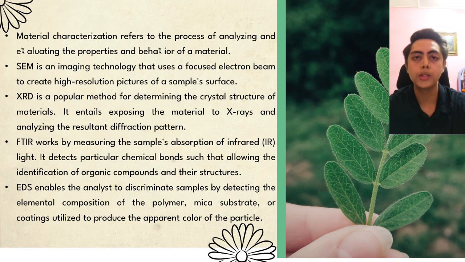Next, we will use XRD. XRD is a popular method for determining the crystal structure of materials. It entails exposing the material to X-rays and analyzing the resultant diffraction pattern. The third technique is FTIR. FTIR works by measuring the sample's absorption of infrared light. It detects particular chemical bonds, allowing the identification of organic compounds and their structures.